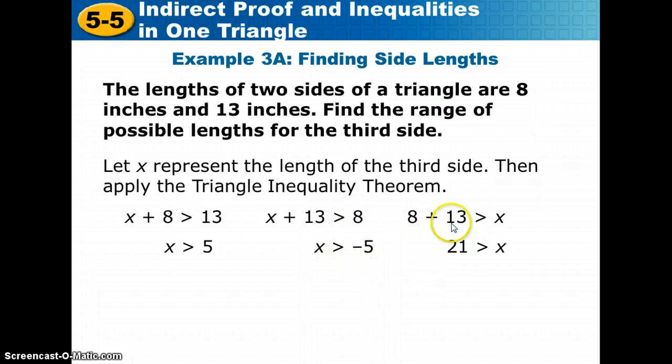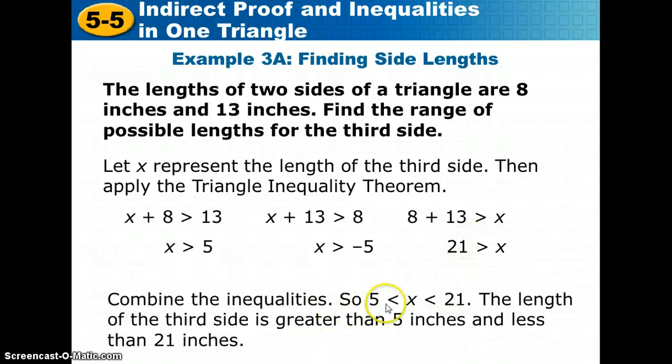But if I add the other two, 8 plus 13 is greater than x, 21 has to be greater than x. Well, that means 21 is as large as the length could be, and it couldn't actually equal that. It would have to be less, x would have to be less than 21. So if we combine the inequalities, x is between 5 and 21.